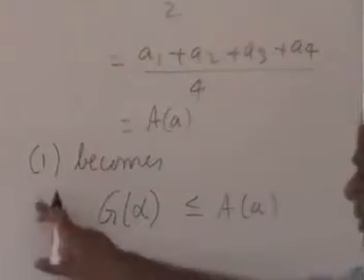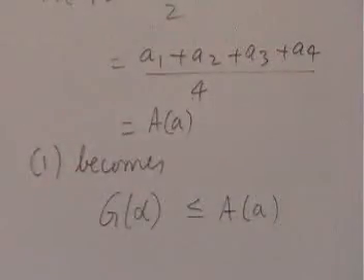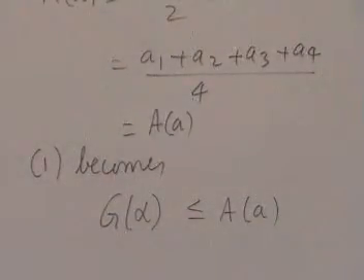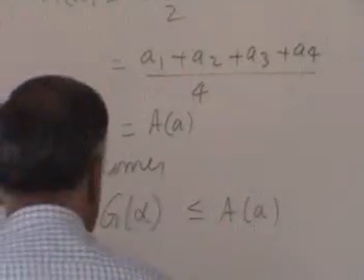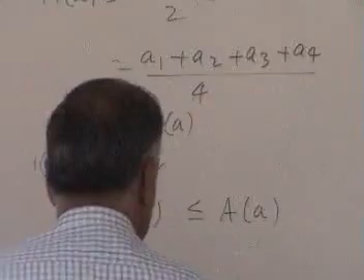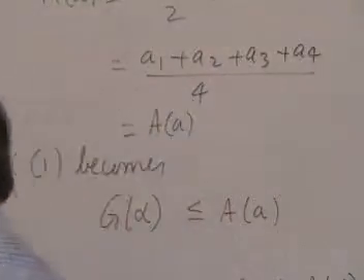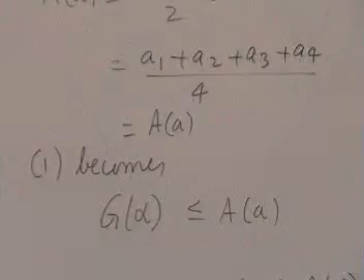Now if I somehow show GA is less than or equal to G alpha, I am finished. Right. Now look at these 2 equations, GX and GY. What does that tell us? GX times GY is less than or equal to AX times AY. That is from these 2.